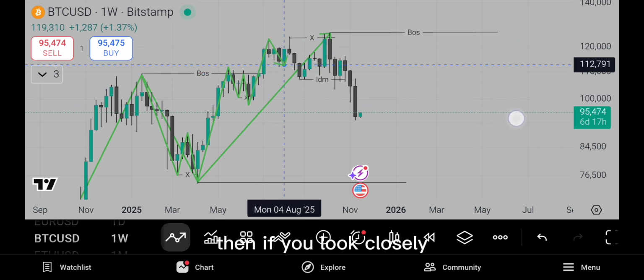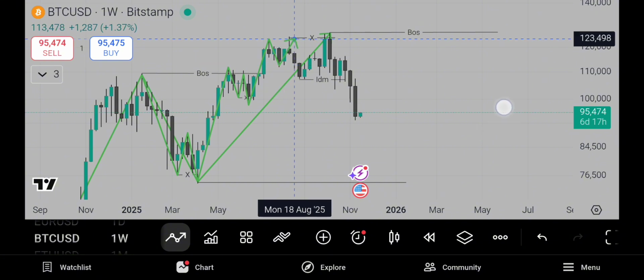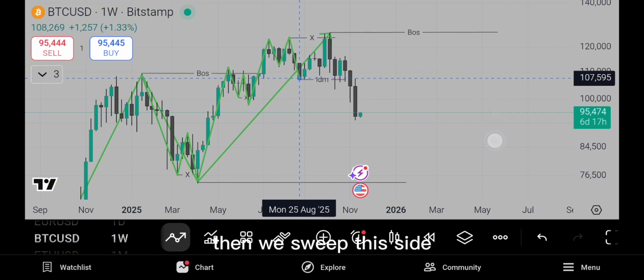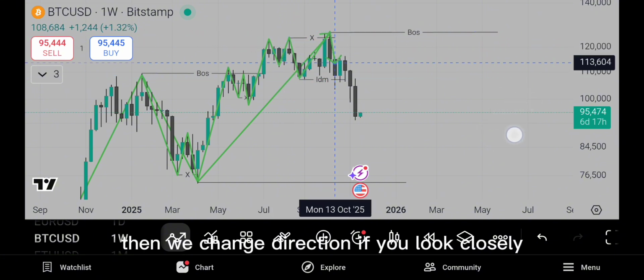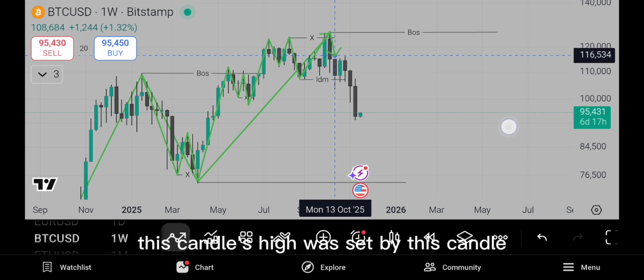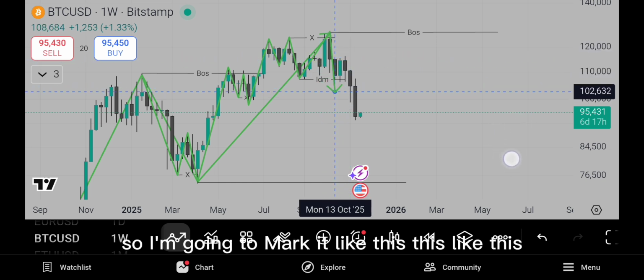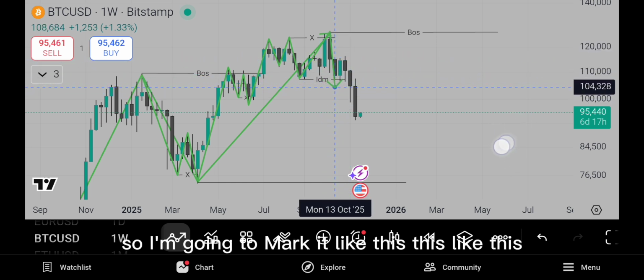Then if you look closely, we sweep this side, then we change direction. If you look closely, this candle's high was swept by this candle, so I'm going to mark it like this.